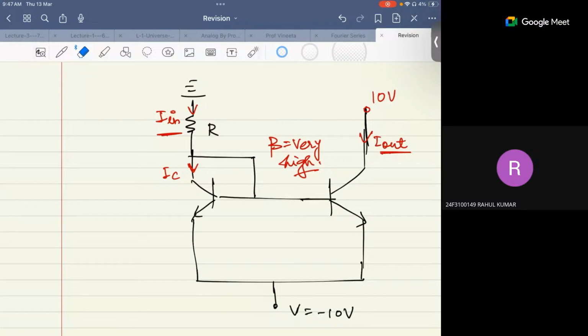I'm not complicating anything. You'll be given that beta is very high. You just take I out as I reference, whatever the I input is given, you just take I out and I in the same. See, if beta is very small, there will be some IB and then the transistor will work very poorly. So if beta is very small, then the base current will come into the picture and then I out and I reference will not be the same. Is it clear? I hope this is making sense.